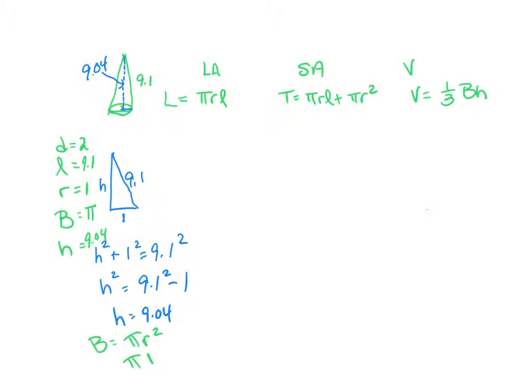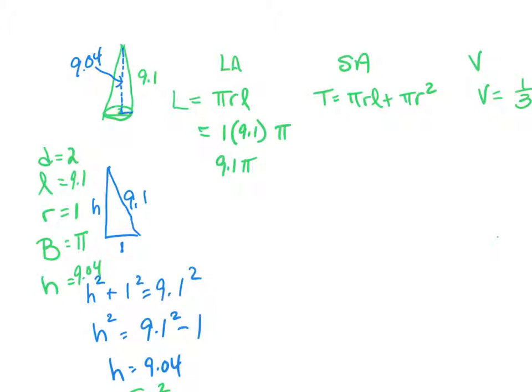So now we just start plugging into the formulas. This here says radius times slant height with a pi at the end. So that's 9.1 pi. That's your lateral area. So the next one is pi r L, which is what we just found. So we're just going to put that in there.